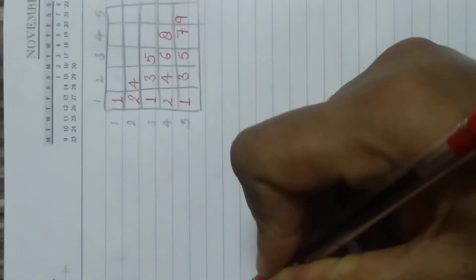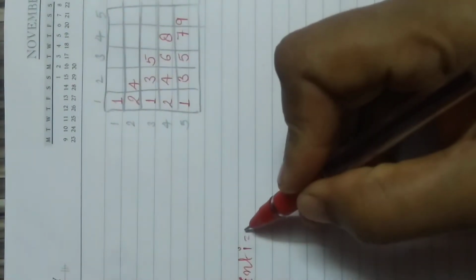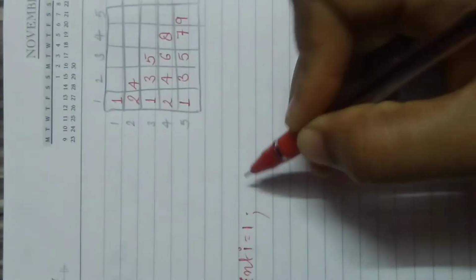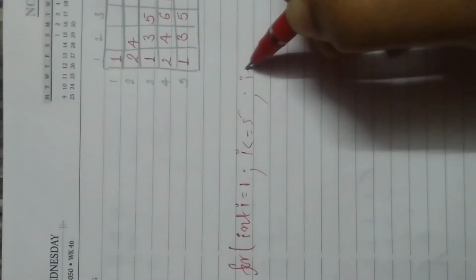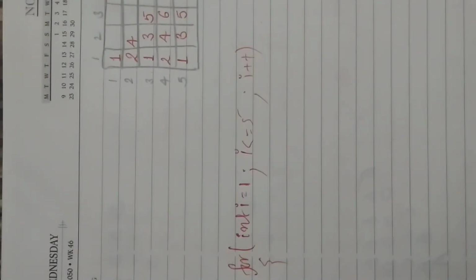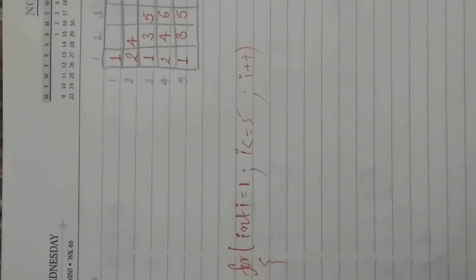First of all we start with the outer loop. How many times will it run? It will run 5 times. For loop, int I is equals to 1, I less than equals to 5, and I plus plus. After this, here is some formula, some logic related to even and odd.